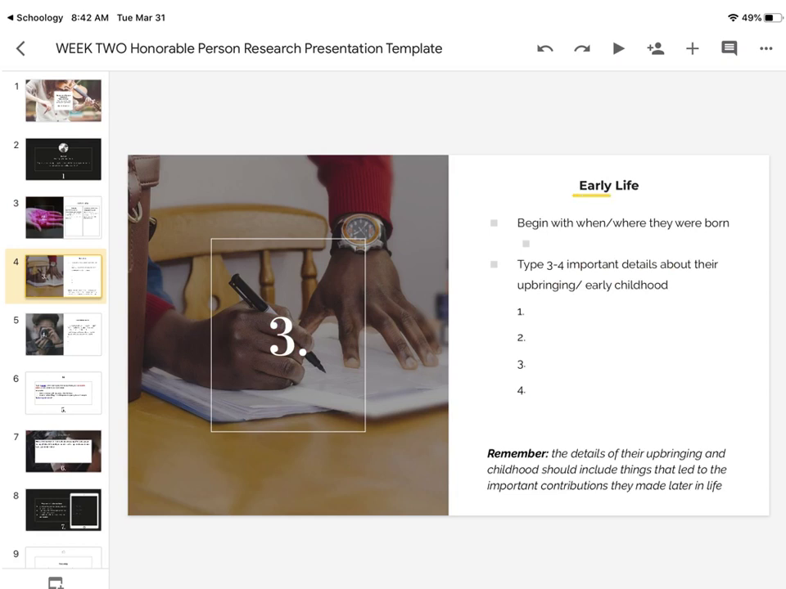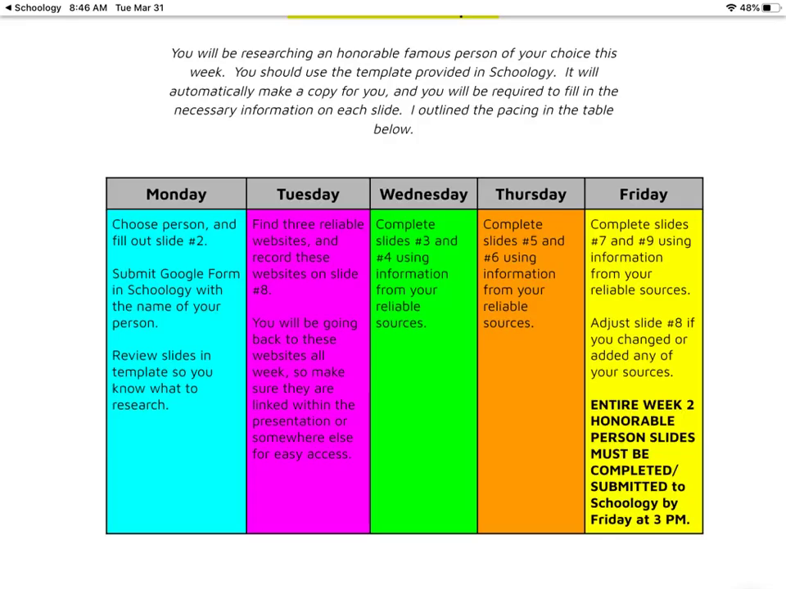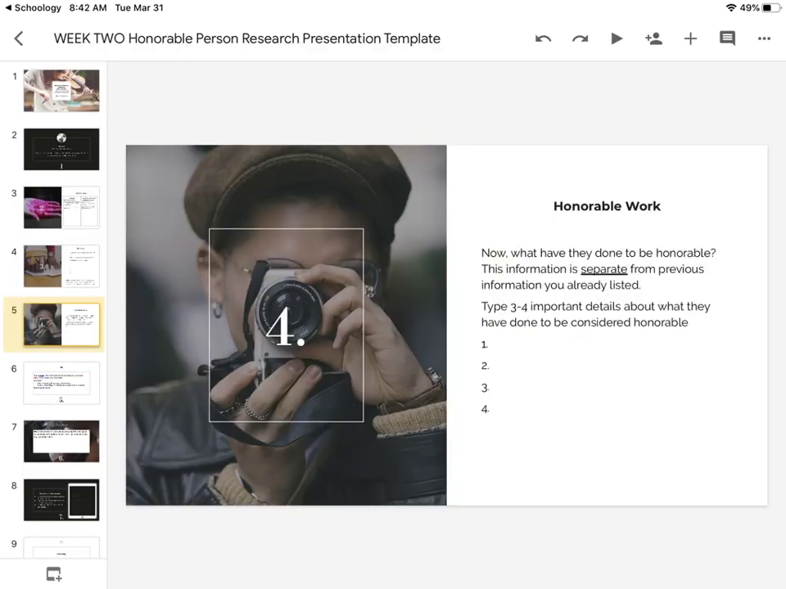For slide 4, the early life. When and where were they born? And tell us a couple of things about their childhood and their upbringing. Remember, the details should include things that led to their contributions, and all of this information should be from your research articles. So Monday, Tuesday, Wednesday's done. For Thursday, you're completing slides 5 and 6. Let's take a look at those.